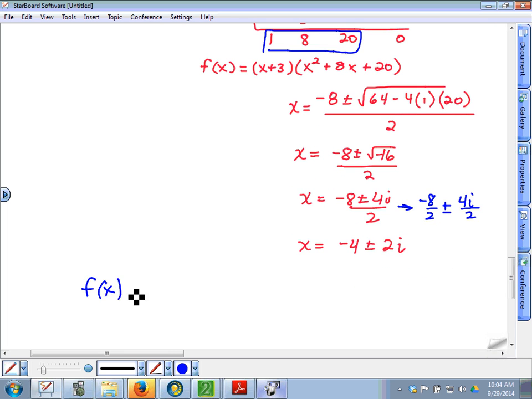So then you write f of x in fully factored form. x plus 3 times, and gotta be careful with these ones, x plus 4 minus 2i, and then x plus 4 plus 2i.